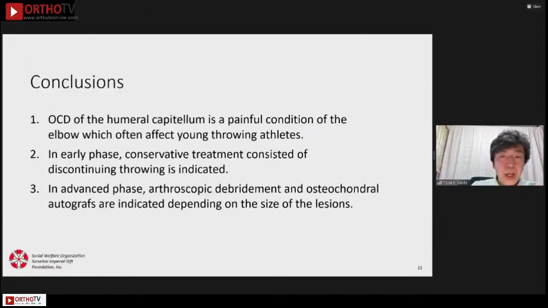In conclusion, OCD of the humeral capitellum is a painful condition of the elbow, which often affects young throwing athletes. In early phase, conservative treatment consisting of discontinuing throwing is indicated. In advanced phase, arthroscopic debridement or osteochondral autografts are indicated depending on the size of the lesion.